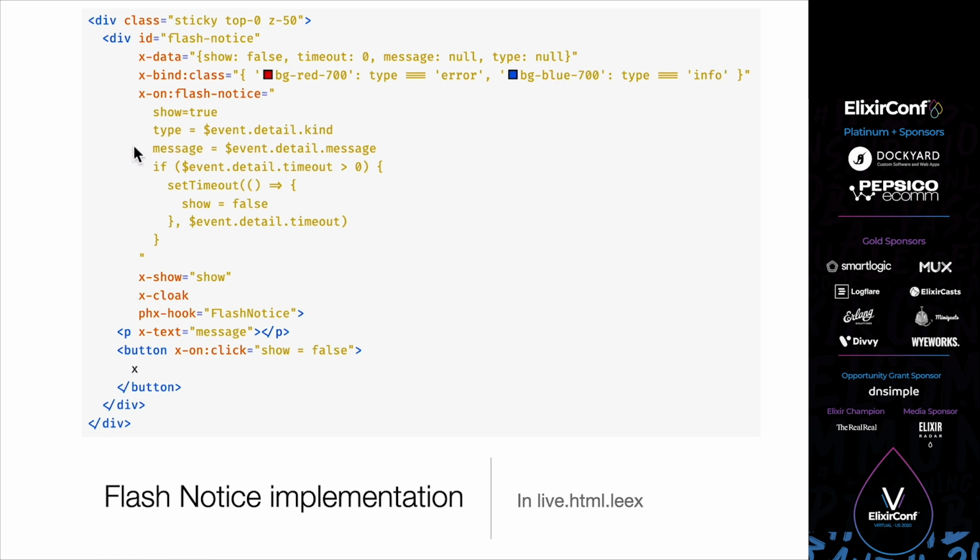We get the message, and then if there's a timeout, if the timeout is greater than 0, then we will set a timeout. When that expires, we will set show to false, so it'll automatically disappear after that timeout. And the rest, I think, x-show, we'll show it based on show. And the message is displayed using x-text, which sets the inner text of this element. So it'll be set to message. And then our click handler sets show to false. And that's it.